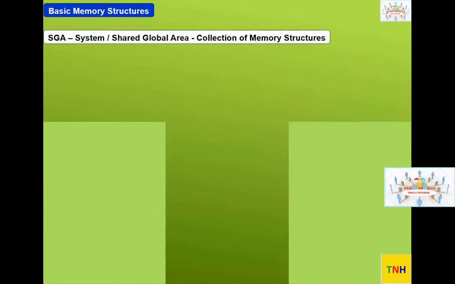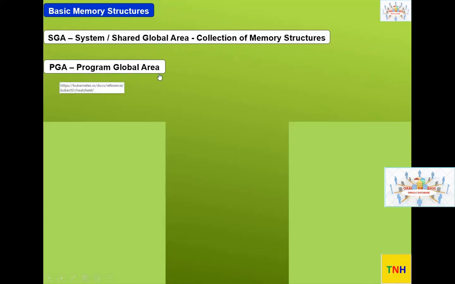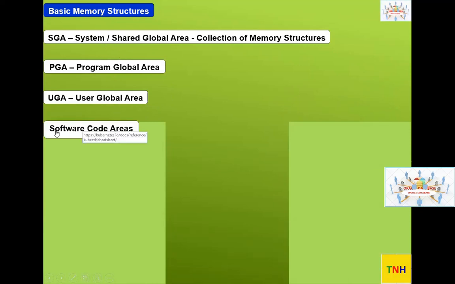So this is how we are going to continue the explanation. Under memory structures, we are going to discuss initially the system global area, or shared global area, a collection of memory structures, whose definition we know by now. After a detailed explanation of this, we will explain the program global area, PGA. Then comes the user global area, UGA. And finally the software code area, which is also a memory area. Let's discuss those things in great detail under memory structures.